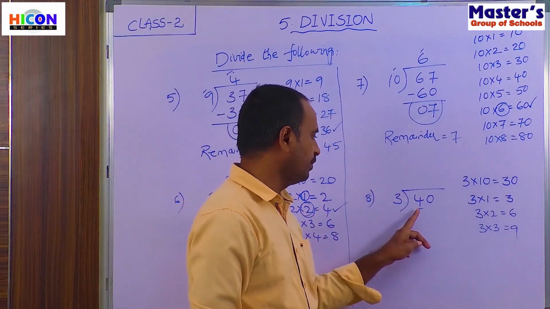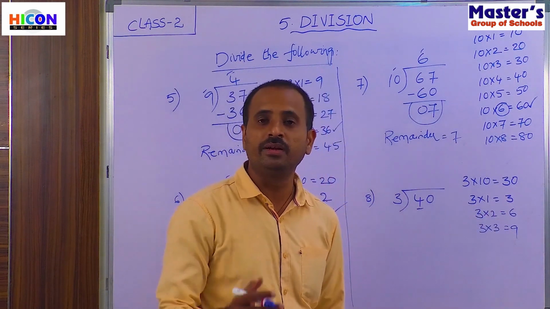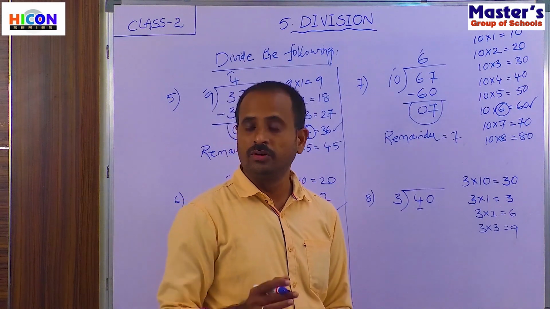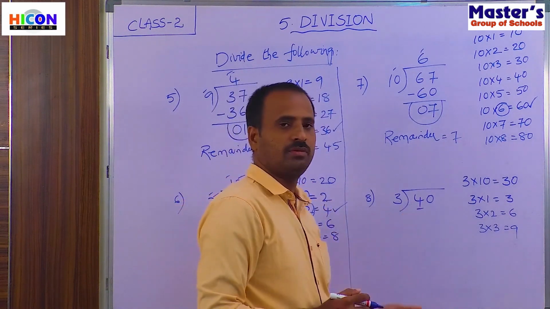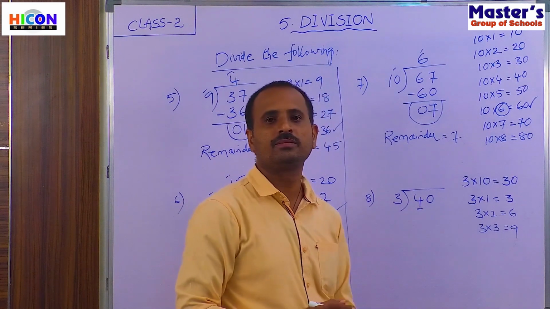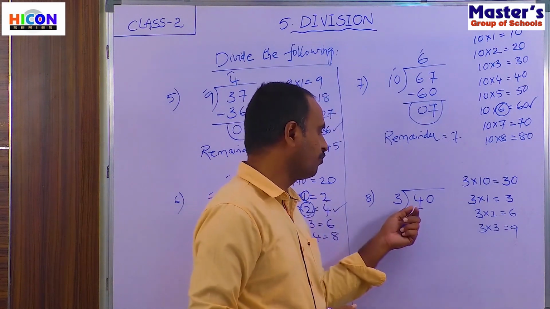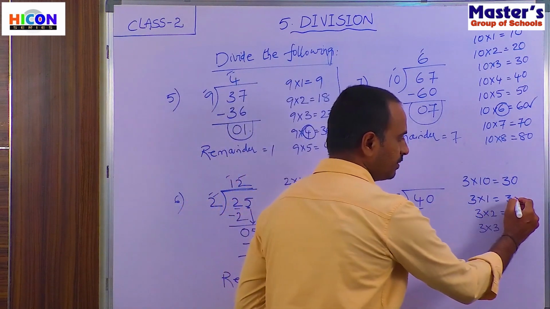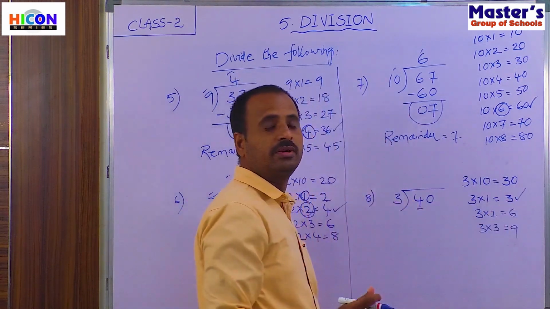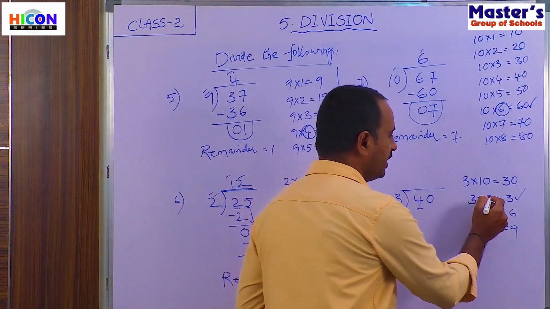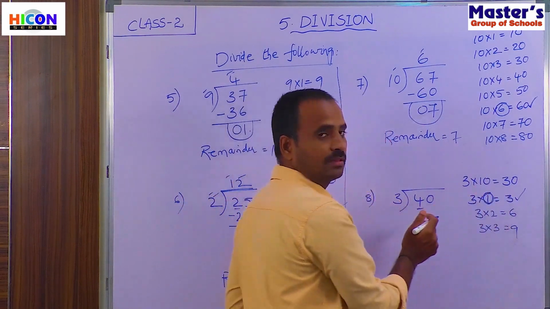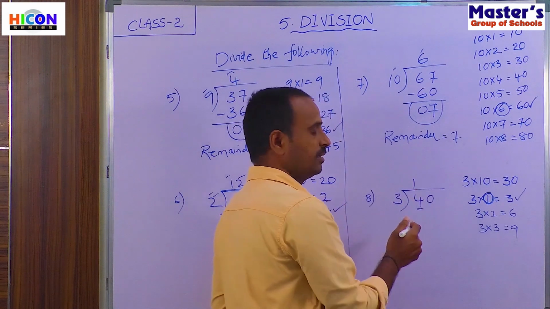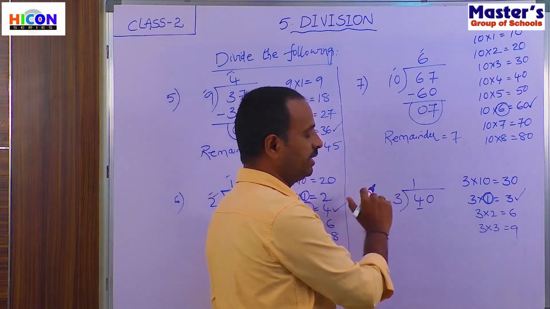So if there is no number 4 in the third table, then how many times do you have to take? You have to take the number before 4. What is the number before 4? The number before 4 is 3. So where is 3 here? Here is 3. So how many times do you have to take to get 3? You have to take 1 time to get 3. So write 1 in the quotient above the dividend.